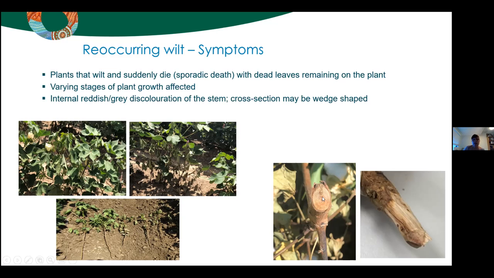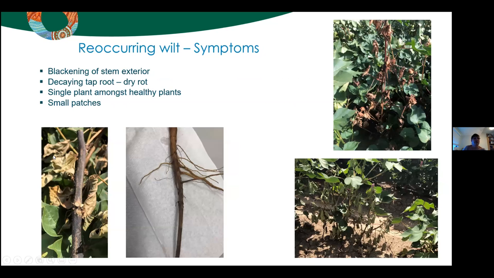Very typical is this staining that you get, this wedge-shaped staining in a cross-section of the stem. And then you can see this vascular discoloration under the bark as well. Here we have, in a dead plant, you'll typically see this blackening, and you cannot recover the pathogen from the stem if it doesn't have this blackened appearance.